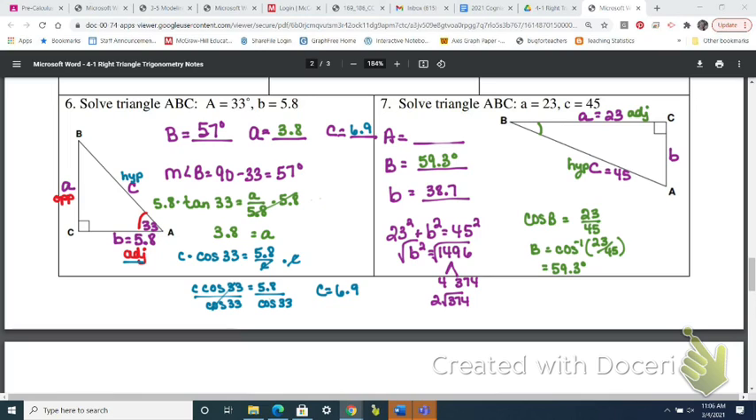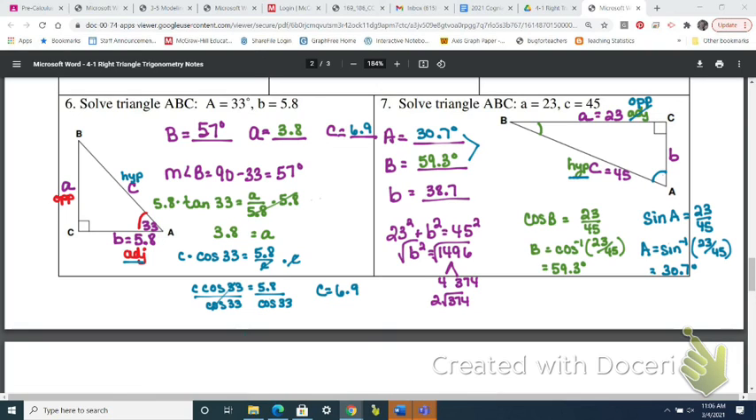So next, I'm going to look at everything with respect to A. So with respect to A, this is still my hypotenuse, but now this is my opposite. So this is a sine function. So sine of A equals 23 over 45. So A equals sine to the negative 1 of 23 over 45, which is 30.7. And if I did it right, these two should add up to 90 degrees, which they do.